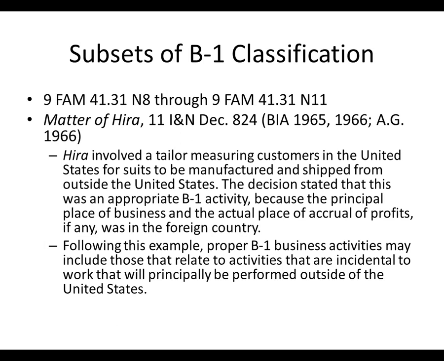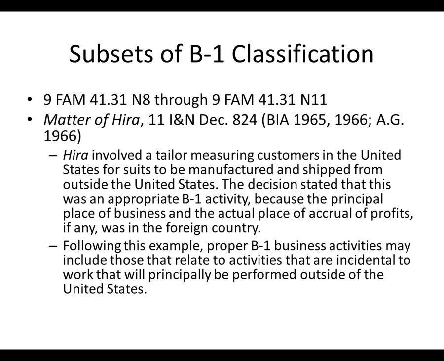There was a case Adam mentioned before of the tailor, and this was Matter of Hira back in the 60s, who came to the U.S. to take some measurements for some suits that were going to be manufactured outside the U.S. and shipped to clients within the U.S. This was determined to be an appropriate B1 business activity because the hands-on productive employment and the company's place of business were both outside of the U.S. So the accrual of profits, the principal place of business, and the actual place of manufacture were outside of the U.S. The person was coming to the U.S. simply to meet with potential clients and get the measurements needed in order to do the actual hands-on productive employment outside of the U.S.